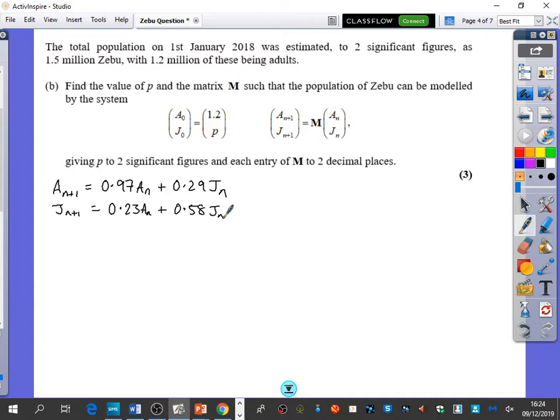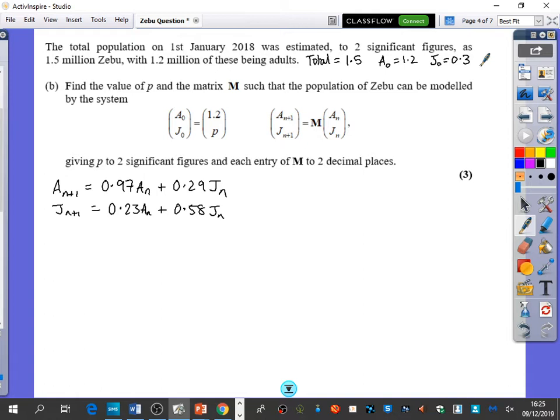Now they throw in some more information. The total population on the 1st of January 2018 was estimated to two significant figures at 1.5 million zebu, with 1.2 million of these being adults. So if we take the 1st of January 2018 as n is 0, we can say that the total population is 1.5, because the whole thing is in millions. And we can also say that the adult population is 1.2, and the juvenile population when n is 0 would be 0.3.